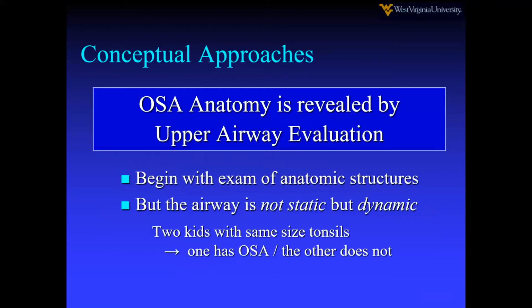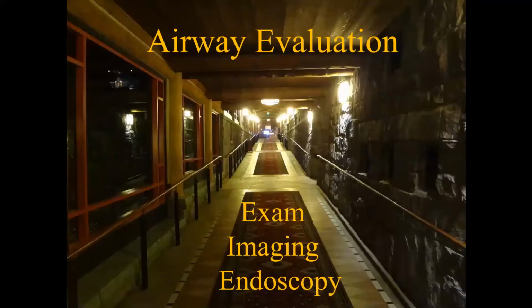So anatomy is revealed by upper airway evaluation, of course. So we begin with these exams with the patient in the chair. Probably takes about 5 minutes to do a good clinical exam of the airway. But remember, the airway is not static, but it's dynamic. And I use this example. You have two kids with the same size tonsils. And I had this: they're sitting in one room and the other kid in the other room. The kids look the same. One has obstructive sleep apnea and the other one does not. So it's a dynamic airway. It's not a static airway.